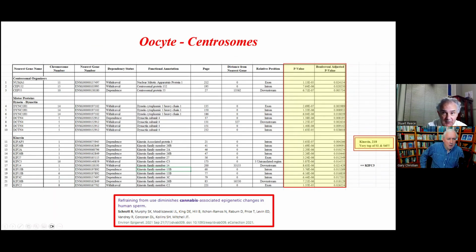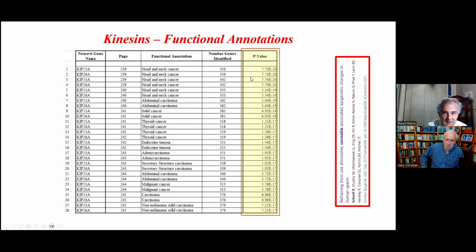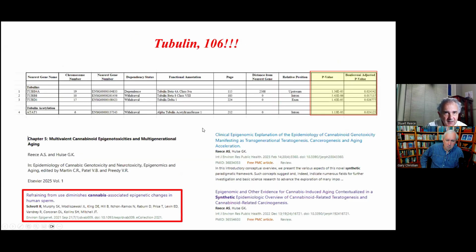You see strongly positive signals here. And the kinesin, which pulls it the other way, that's the other motor, 218 hits on kinesin. So these are the main motors that pull the chromosomes along. This is the functional annotations. This is some of the different kinesins, and this is the cancers that they're linked with. Tubulin, there's 106 hits on tubulin.